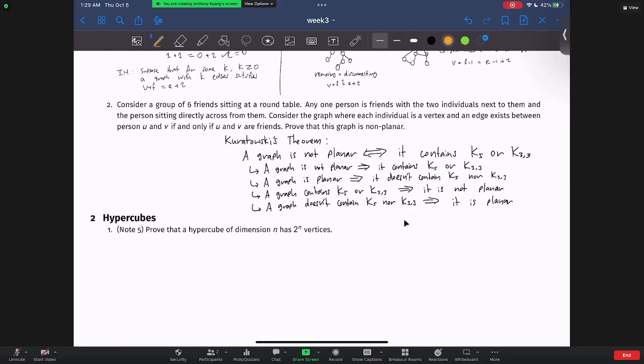All right, now we're going to do part 2, which is an application of Kuratowski's theorem. So Kuratowski's theorem states that a graph is not planar if and only if it contains K5 or K33. And K5 is the complete graph on 5 vertices, and K33 is a complete bipartite graph on 3 and 3 vertices. So just an illustration of K33.